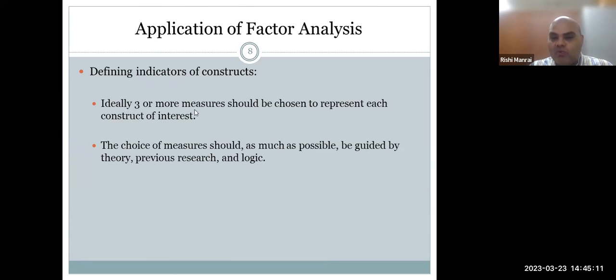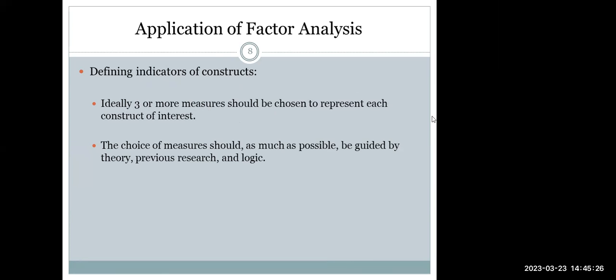See, ideally three or more measures. When you are talking about measures, it means you measure a particular variable through items. So I'm talking about the items of the construct. Why should the items of the construct be three or more than three? Sir, for comparative study, maybe.